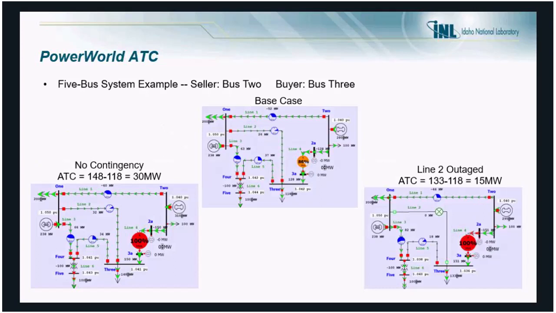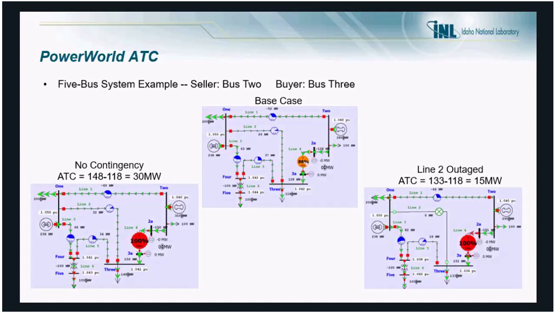So for example, when a system has no contingencies or no line contingencies, in this case, the transfer limit is 30 megawatts. If I increase the transaction between the seller and buyer by 30 megawatts, as you can see, the load on bus 3 increased from 118 to 148, then I will have line 4 on the verge of getting overloaded with the loading being 100%. Similarly, if I want to take contingencies into consideration, I also have an example on the right. If line 2 in the system is outaged, the available transfer capability in this case is less than the no contingency case, and it's only 15 megawatts.